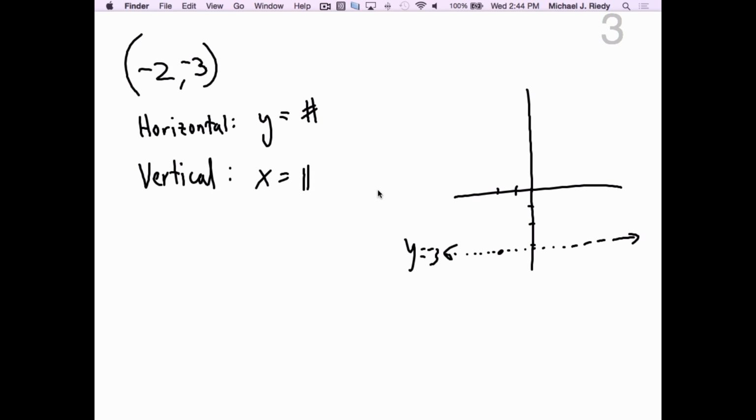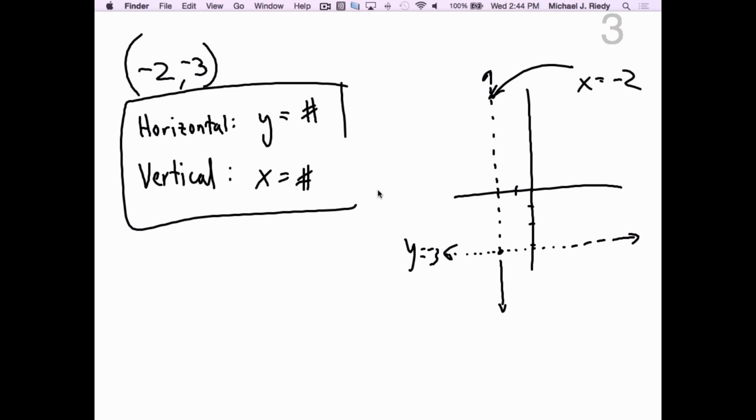Vertical lines: x equals hashtag. In this case, what's the equation of that line? You've got to have an equal sign. It's an equation. Come on. X equals -2. Is that just it? That's it. This is just something you have to know. Horizontal is of the form y equals hashtag, and vertical is x equals hashtag. And it's the x value of the point or the y value of the point.